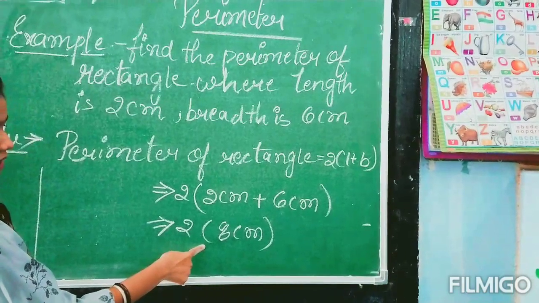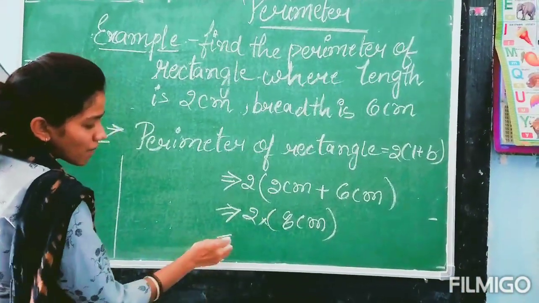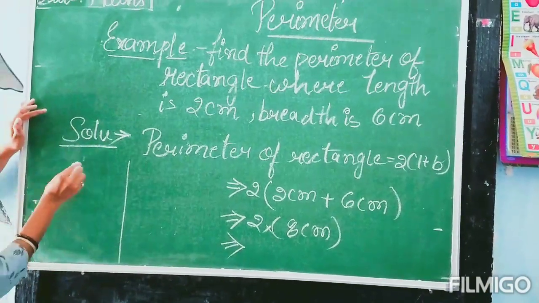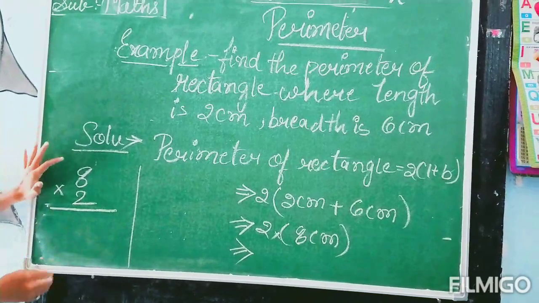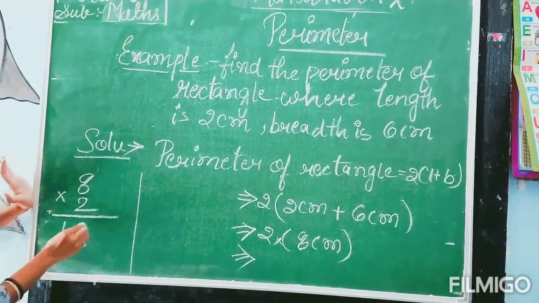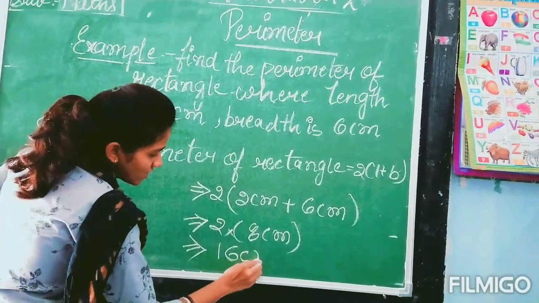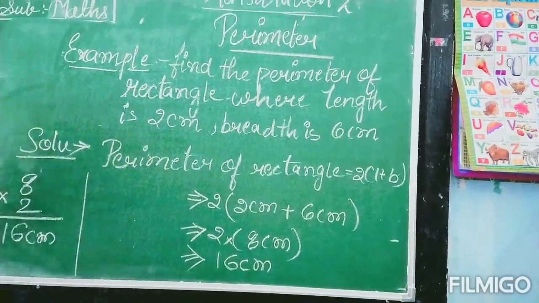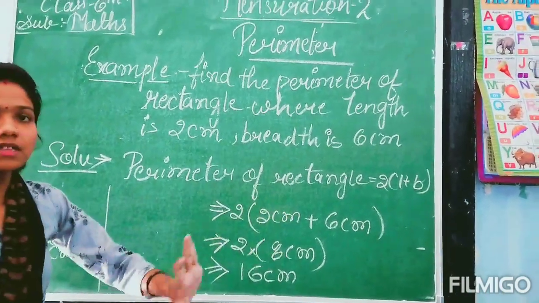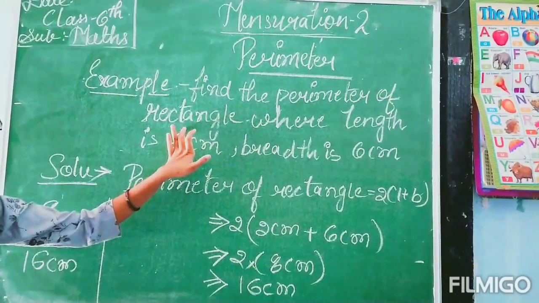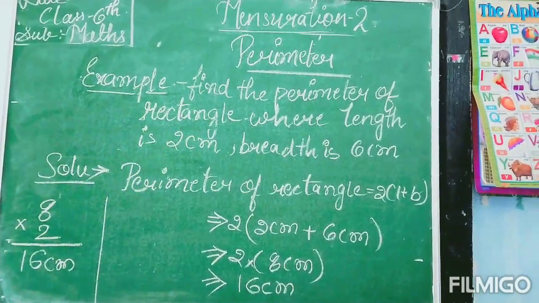When a number is outside the bracket, it has to be multiplied. 8 multiplied by 2. 8 ones are 8, 8 twos are 16 centimeter. What is the value? 16 centimeter. So the perimeter of rectangle is 16 centimeter. This was the example of perimeter of rectangle, and the previous was perimeter of square.